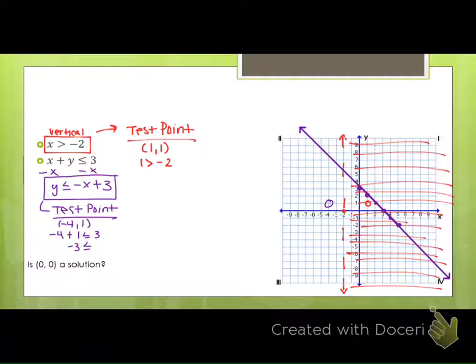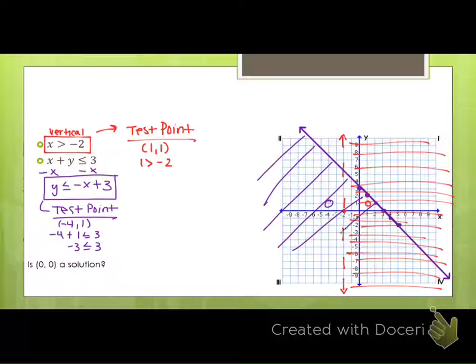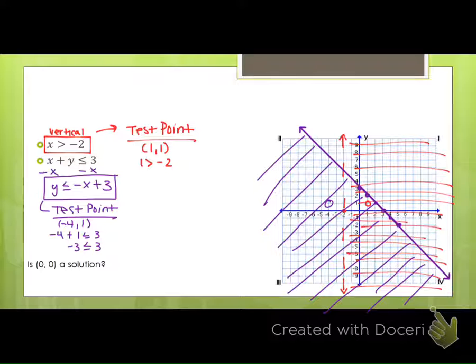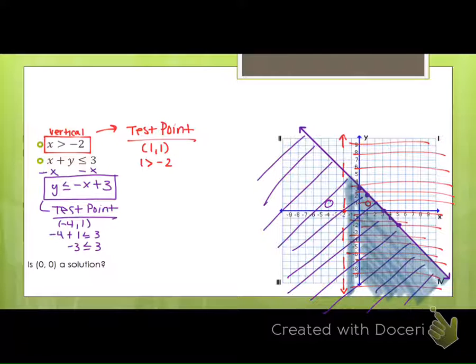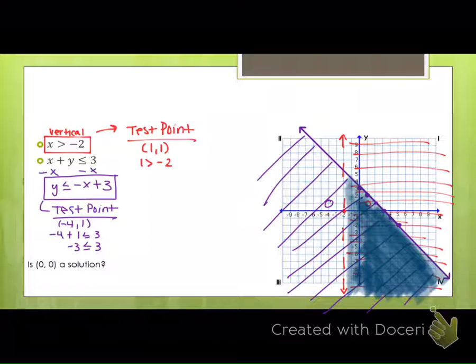Is -3 less than or equal to 3? Yes. Yeah, so we get to shade where that test point is. And we're looking for where our lines cross each other. So again, be careful not to go over the lines. But you'll notice here that they are crossing in this region here. So that's the region I'm going to shade darkly. That is my answer. So make sure you're shading your answer's region really dark so I know where it's at.